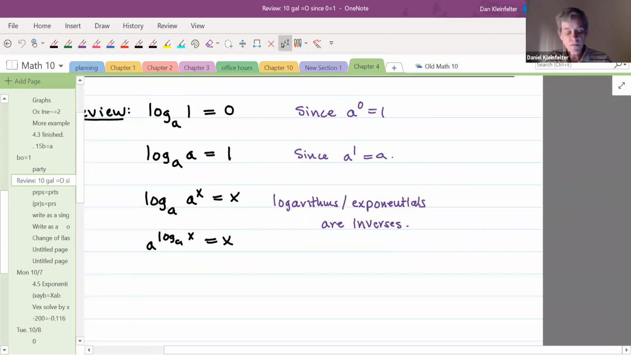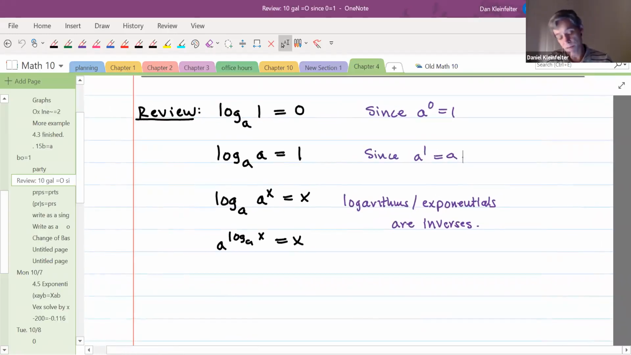And then the next two properties come from the fact that the logs and exponentials are inverses of each other. If you compose the two, you just get the identity function. That is, if you take a to the x power, and then take the logarithm of that, you're back to where you started. Similarly, if you take the logarithm of some number and then raise your base to that power, then you're going to be, again, back to where you started.